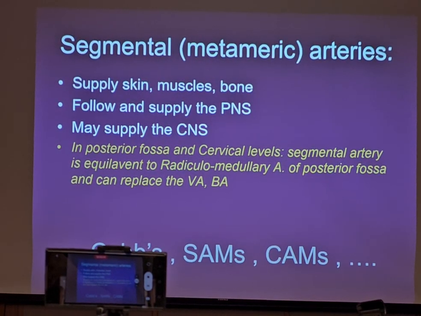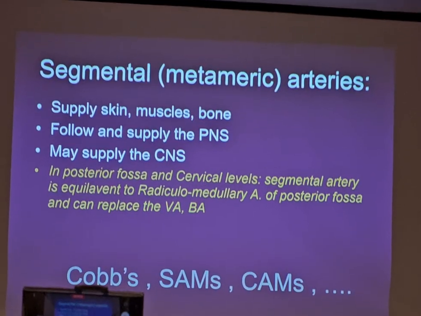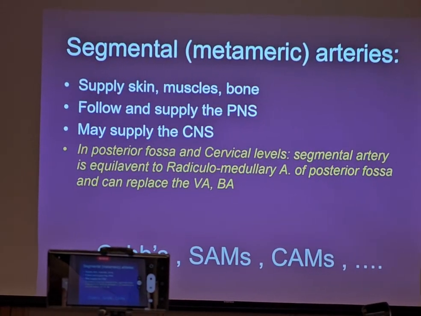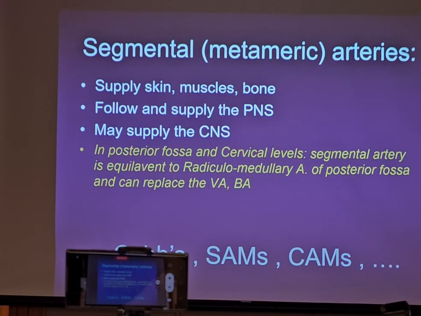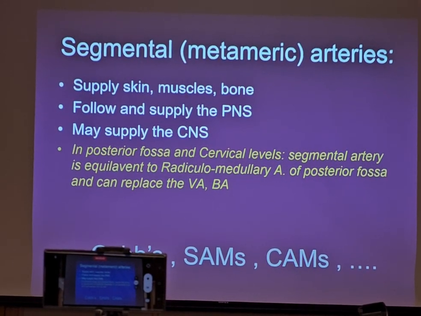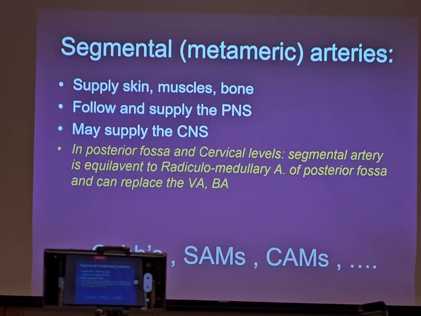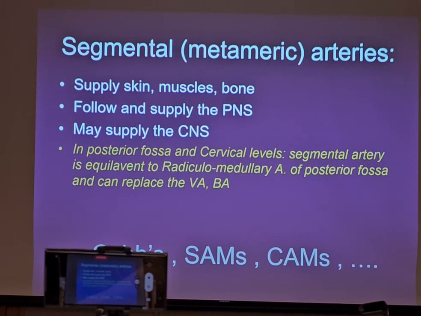So what are the roles of segmental arteries? They supply skin, muscles, and bone. They follow and supply the peripheral nervous system. They may also supply the central nervous system. And at this level of the craniovertebral junction, the segmental artery is equivalent to the radiculomedullary artery of the posterior fossa. So the function can definitely replace the trunk of the vertebral artery and basilar artery, because actually the horizontal segmental arteries are the real functional segment.